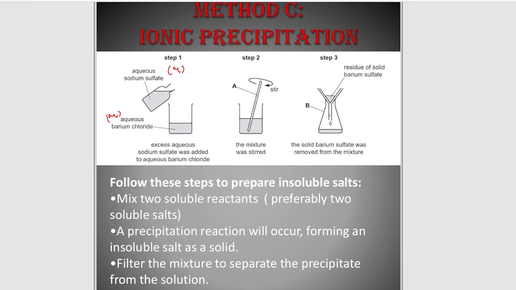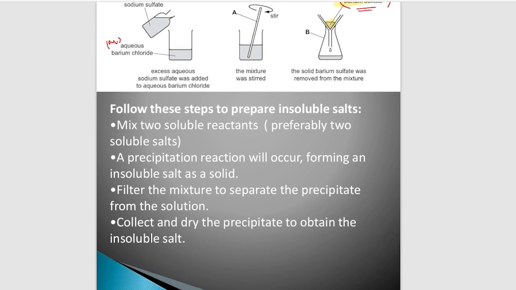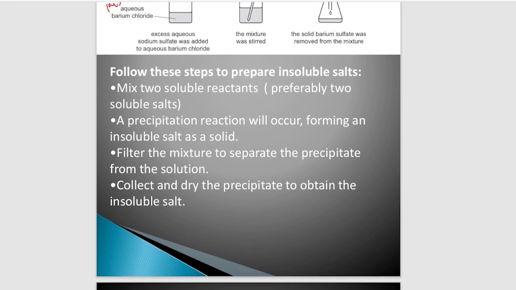Then we will filter the mixture. Our required part is the solid residue, which is barium sulfate. So barium sulfate will be separated at the top as a residue on the filter paper. This residue should be washed with distilled water and dried in folds of filter paper. So here are the steps. You can note down how to prepare an insoluble salt by the precipitation method.